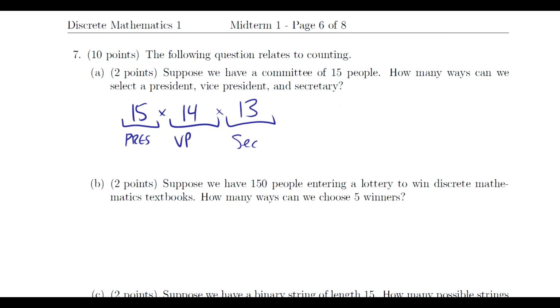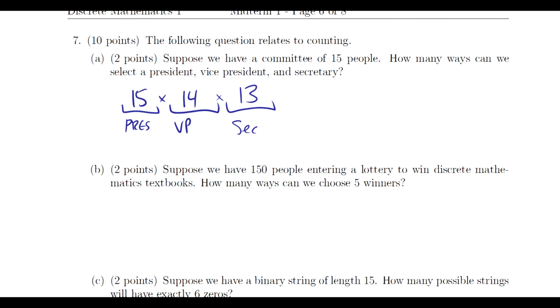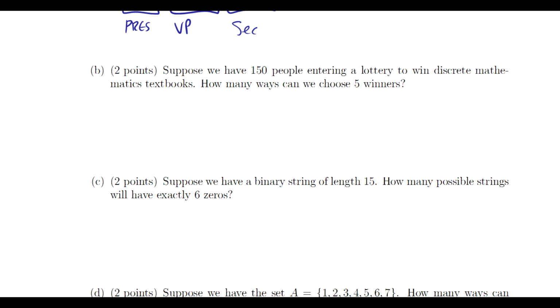Okay. Suppose we have 150 people entering a lottery to win discrete mathematics textbooks. How many ways can we choose 5 winners? Well, we're choosing 5 winners, so clearly order does not matter here.